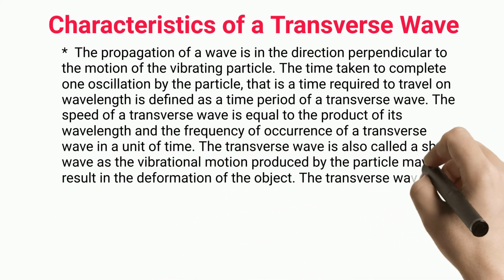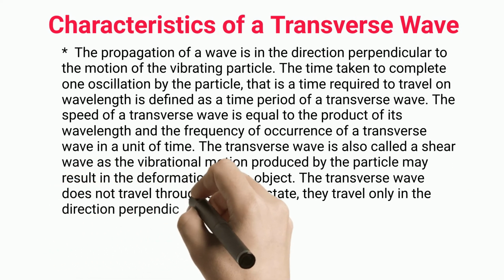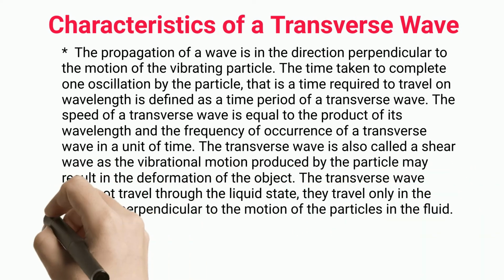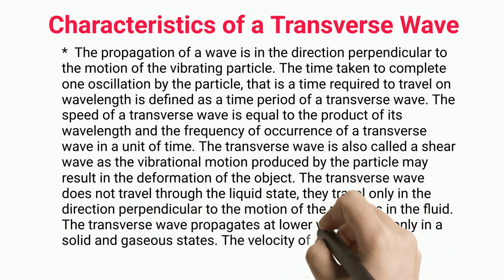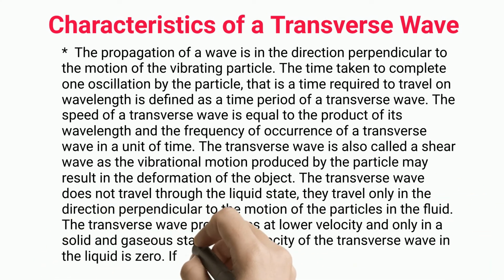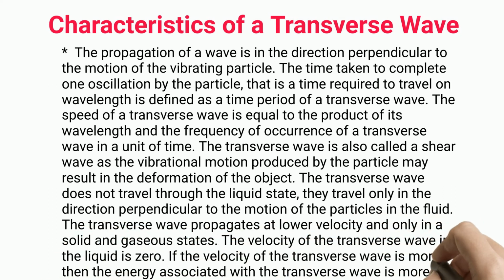The transverse wave is also called a shear wave, as the vibrational motion produced by the particle may result in the deformation of the object. The transverse wave does not travel through the liquid state; it travels only in the direction perpendicular to the motion of the particles in the fluid. The transverse wave propagates at lower velocity and only in solid and gaseous states. The velocity of the transverse wave in a liquid is zero. If the velocity of the transverse wave is more, then the energy associated with the transverse wave is more.